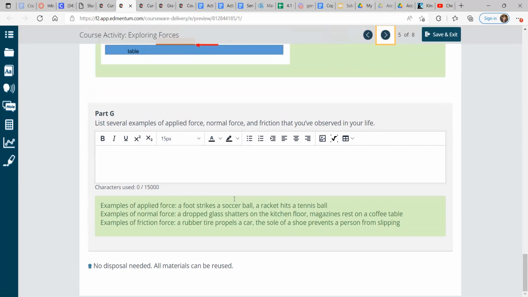And then part G asks you to list several examples of applied force, normal force, and friction. Some examples of applied force: if you kick a soccer ball, or hit a tennis ball with a racket. A normal force example would be a dropped glass shattering on the kitchen floor, and magazines or books just resting on a table. Friction force examples: a rubber tire propels a car. The sole of a shoe prevents a person from slipping.